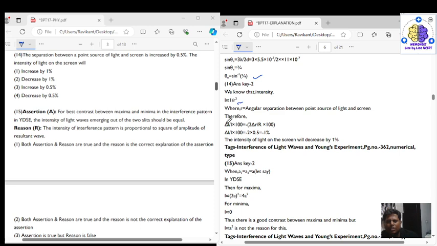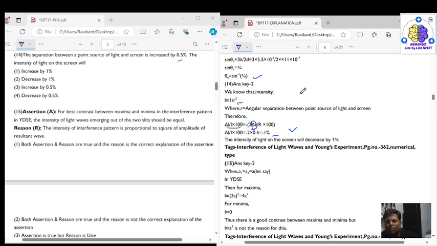Therefore, your percentage change in intensity, that is delta I upon I into 100, is equal to 2 delta r upon r, where delta r is the change in the position of the screen with respect to the source, upon r. So if the percentage change in the separation of the screen is 0.5%, therefore the percentage change in the intensity will be equal to 1%, right?